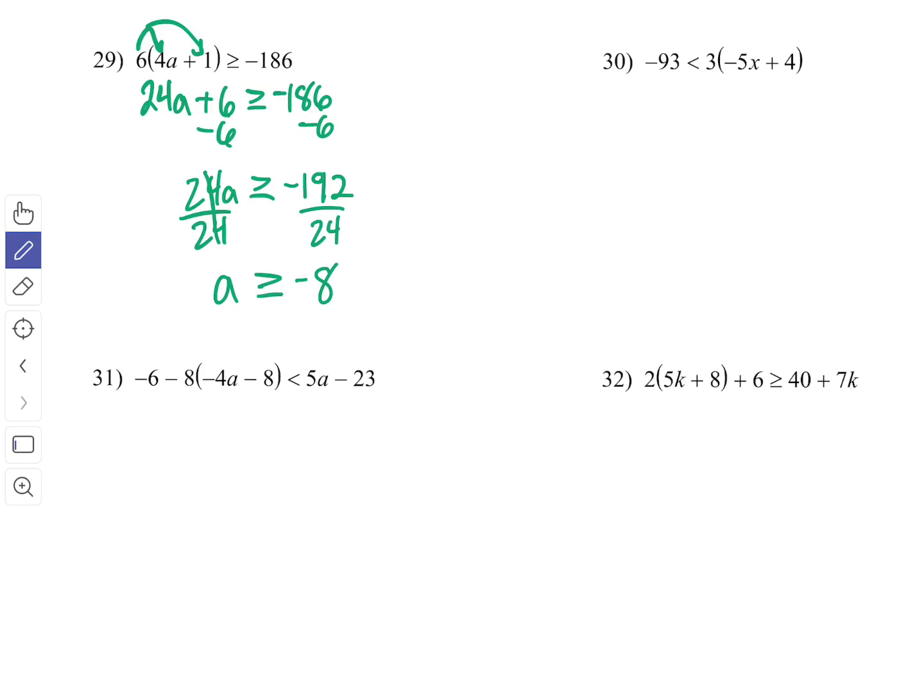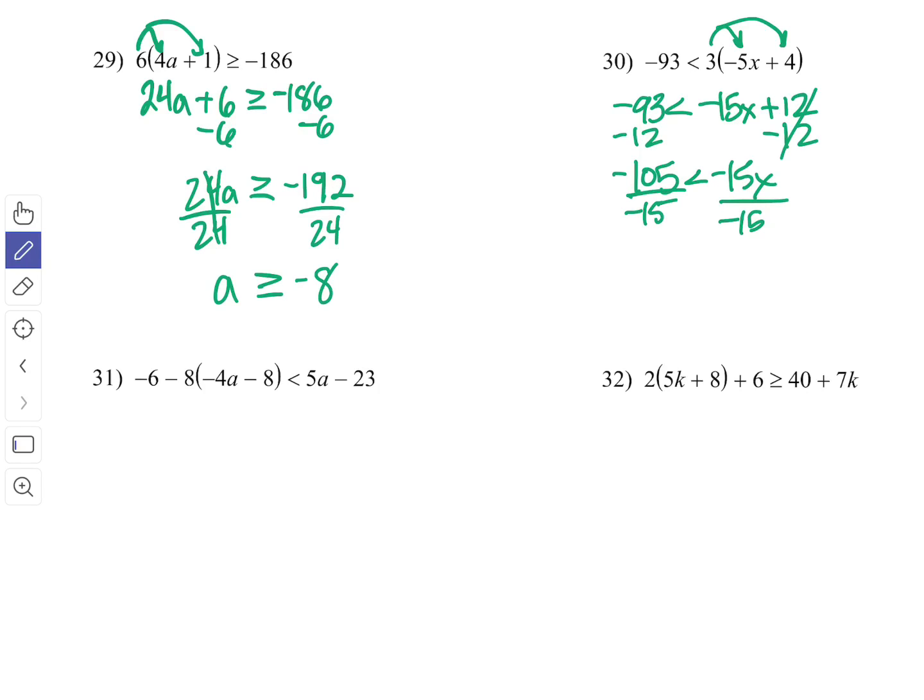Okay. Now number 30. We start with distribution again. 3 times negative 5 is negative 15x. 3 times 4 is 12. Is less than negative 93. Subtract a 12 from both sides, and that would be negative 105. It's less than negative 15x because that became 0. Divide by negative 15. Now I'm dividing by a negative number, so we change that to greater than instead of less than. Now, negative 105 divided by negative 15, I believe that is 7. Yeah, and it would be a positive 7.